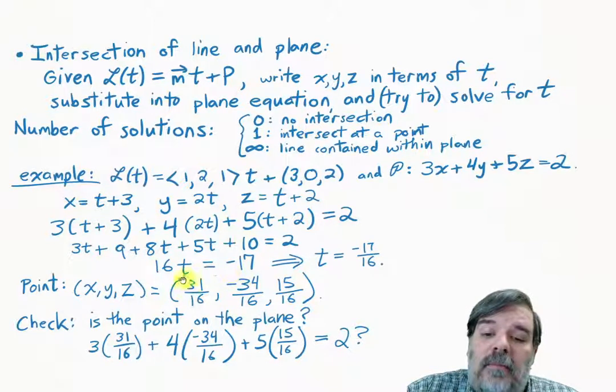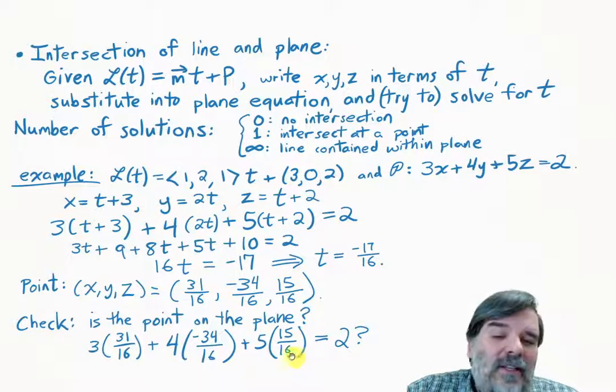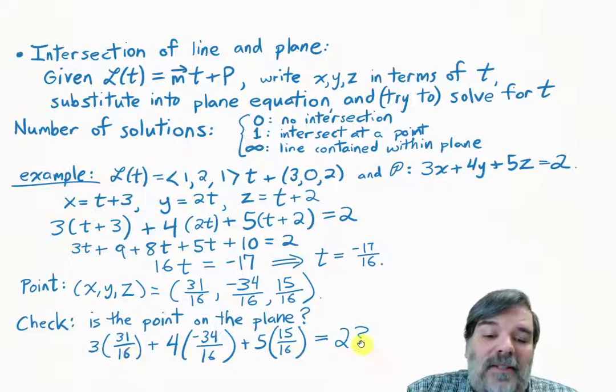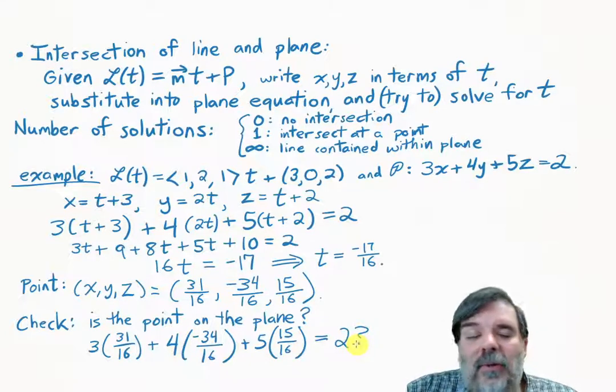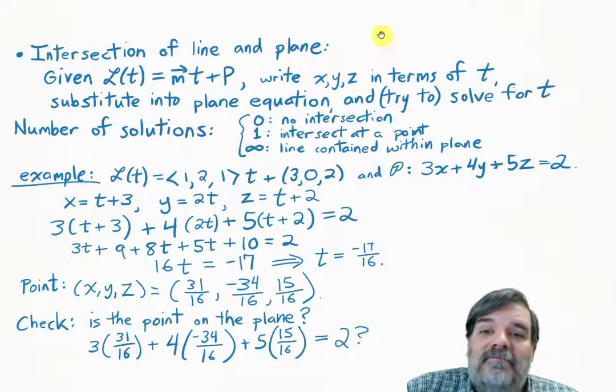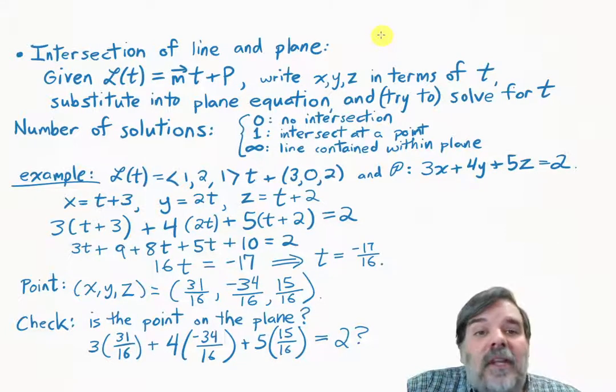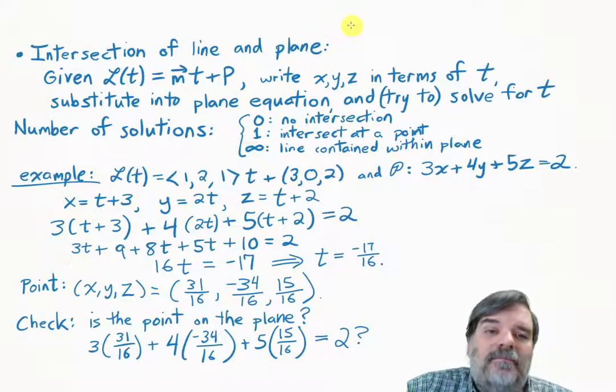You can check by plugging these values into the equation of the plane to see if they work. And if you simplify this through, probably the easiest way is to multiply both sides by 16 in this case to clear denominators. Then you're just left with whole numbers. You should see that you get 32 on both sides. So yes, the point is on the plane. And that's how you solve the second type of plane problem, the intersection of a line and a plane.